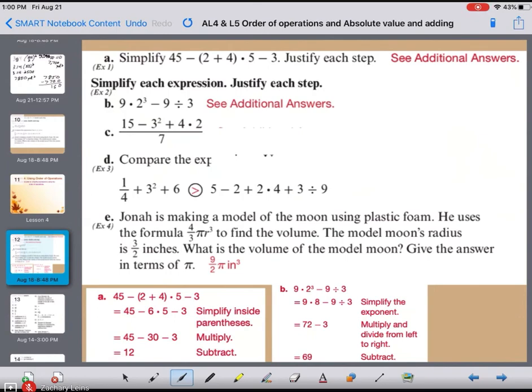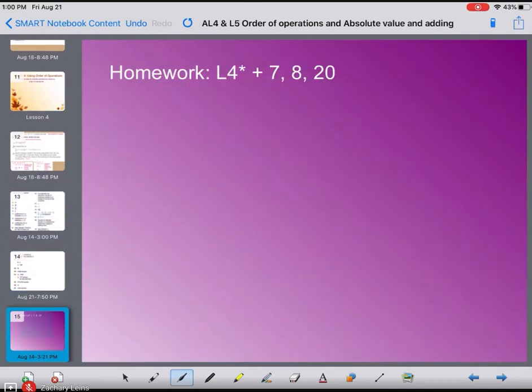So we had solutions to an old homework, and then the lesson 4 homework was the starred problems 7, 8, and 20. Thank you so much. I hope you have a wonderful day.